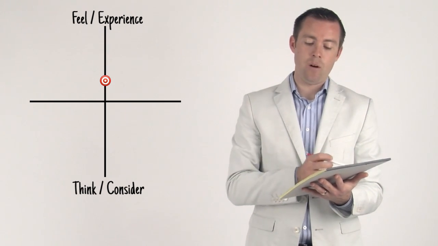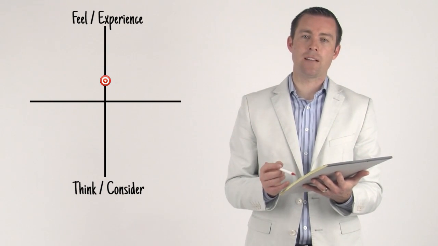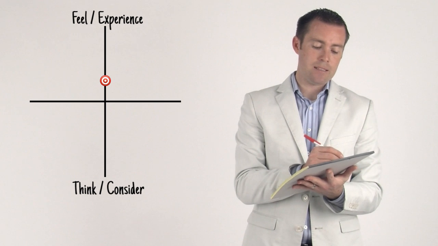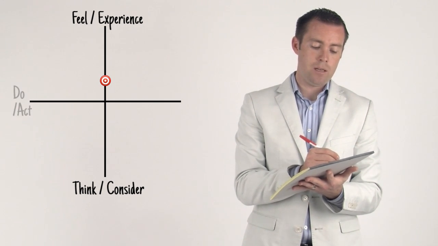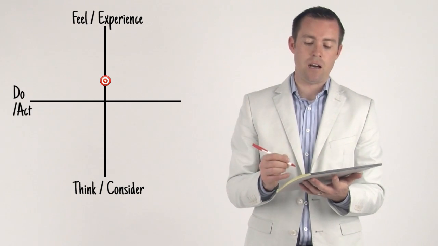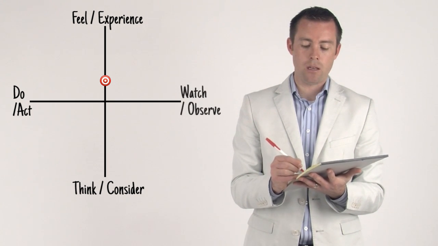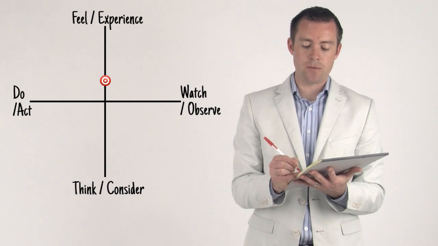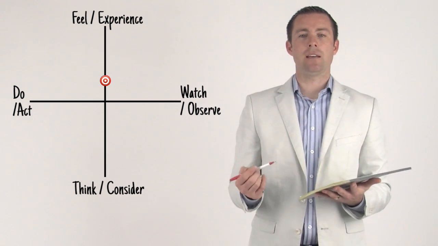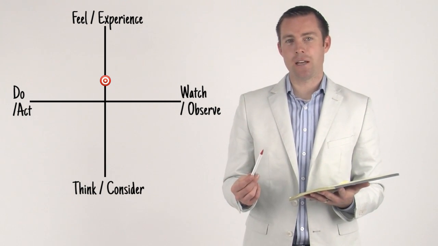Now, on the horizontal axis, this is a different axis. So on the left-hand side, I want you to write do, act. On the right side, I want you to write watch, observe. Watch, observe. Now again, this is how you process information.